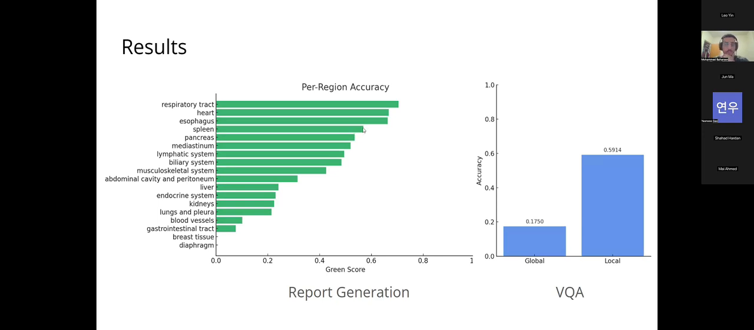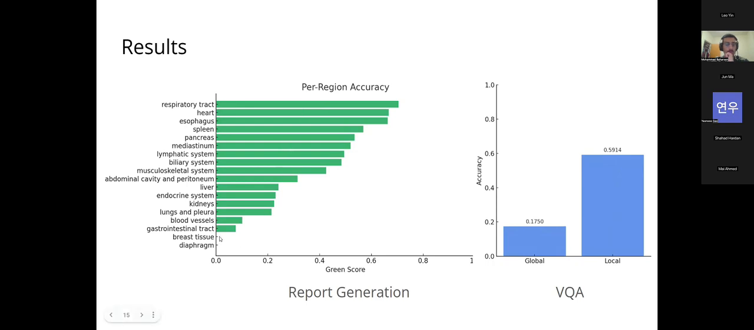So what results should you expect from this baseline? These are the results here. For the VQA, you should see around 60% accuracy, 59 specifically on the local VQA, and 0.17 for the global. The global one is a much harder task because you have so many different options to evaluate from. And then for GREEN, for these different regions, you should expect something like this.